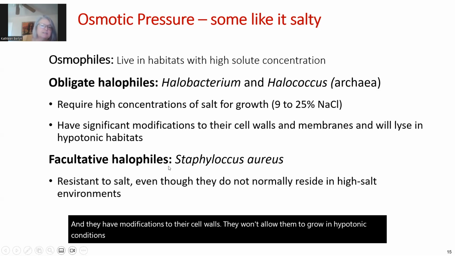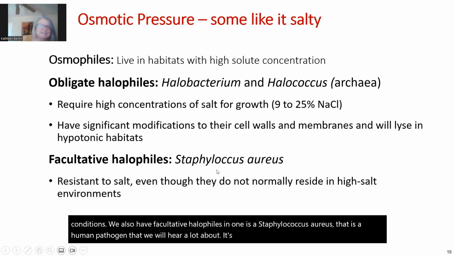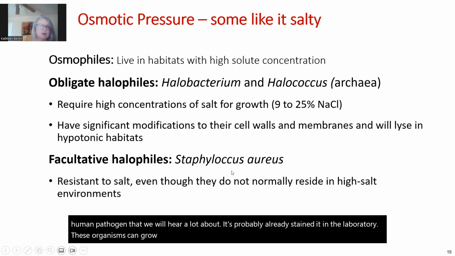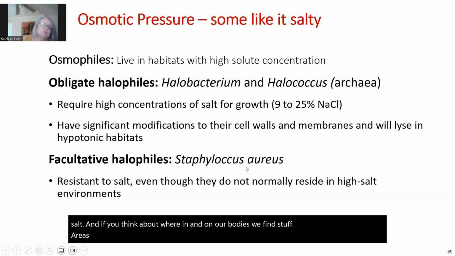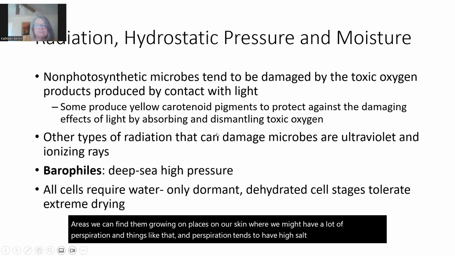We also have facultative halophiles, and one is Staphylococcus aureus, a human pathogen that we will hear a lot about. We've probably already stained it in the laboratory. These organisms can grow in high salt and are tolerant to salt, but they don't need to be in high salt. If you think about where in and on our bodies we find Staph aureus, we can find them growing on places on our skin where we might have a lot of perspiration, and perspiration tends to have high salt concentrations.